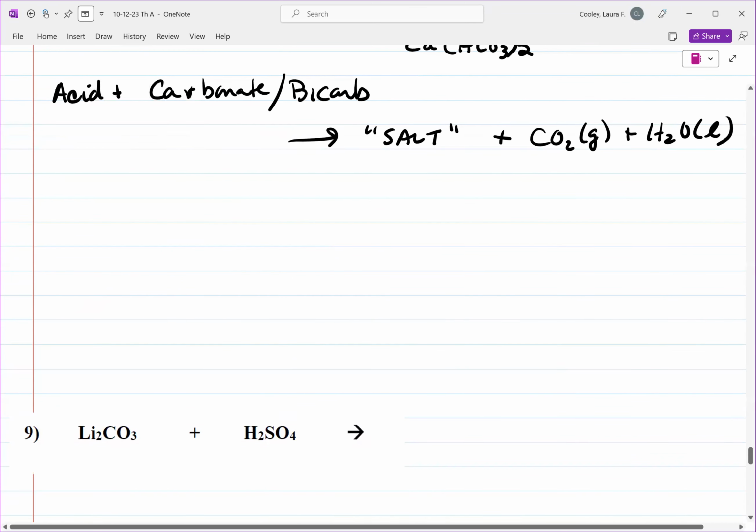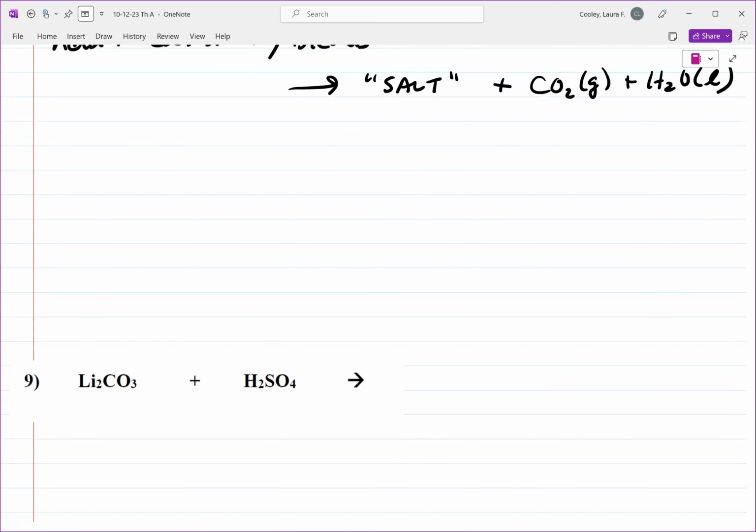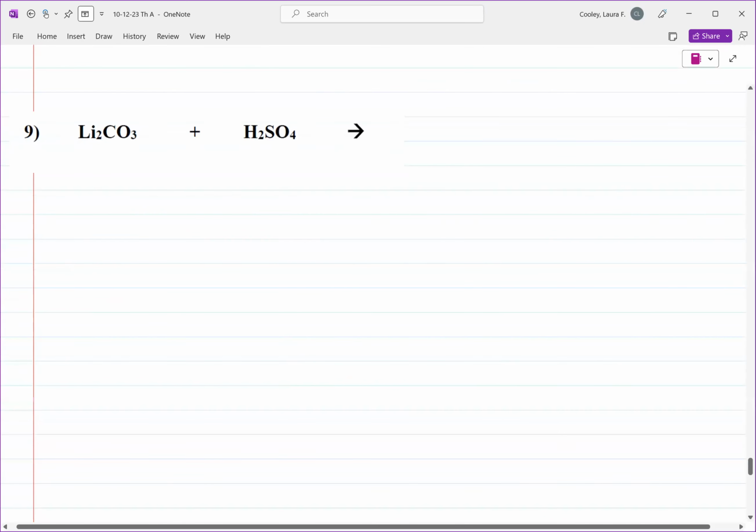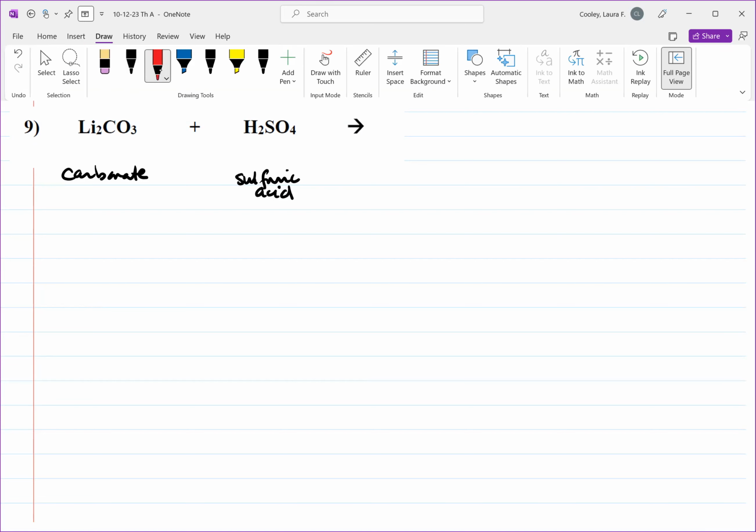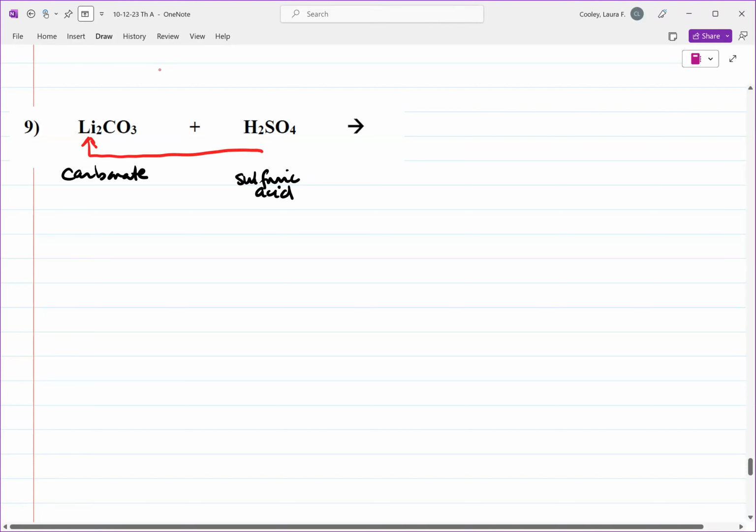Okay, there we go. So I'm actually going to use this as an example here, lithium carbonate plus H2SO4. So this is a carbonate, and this is sulfuric acid. Okay, and you can use the double replacement method, the lithium from the carbonate here with the sulfate and the H's with the carbonate.